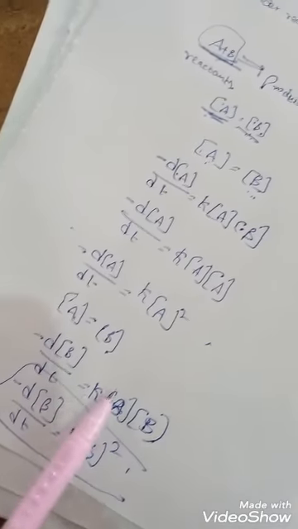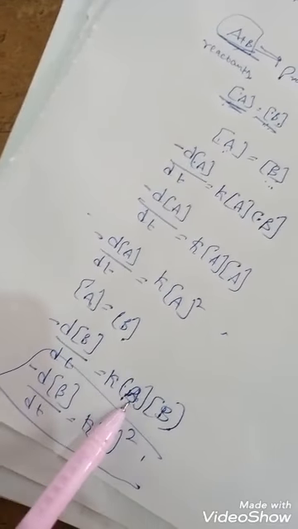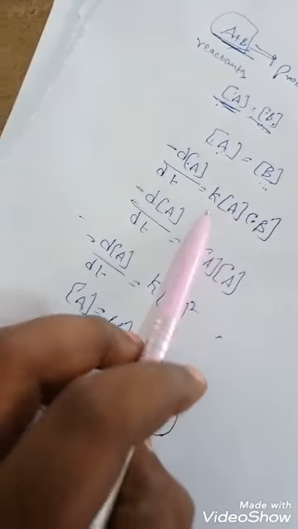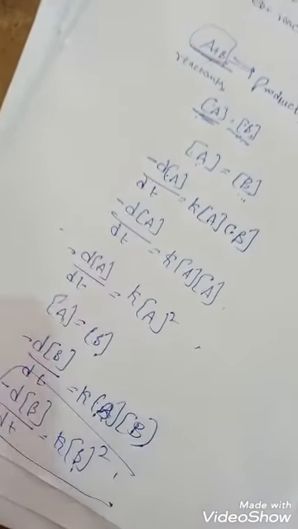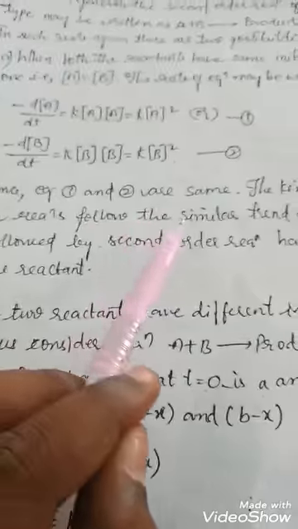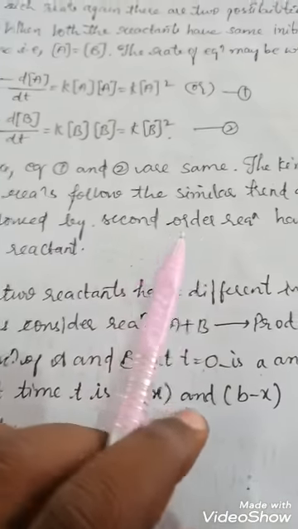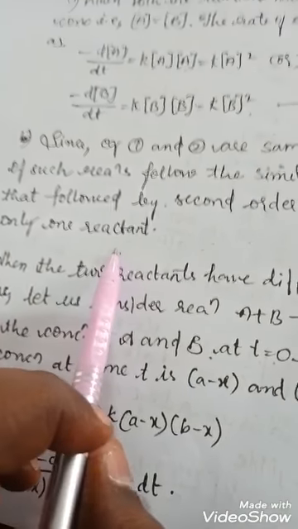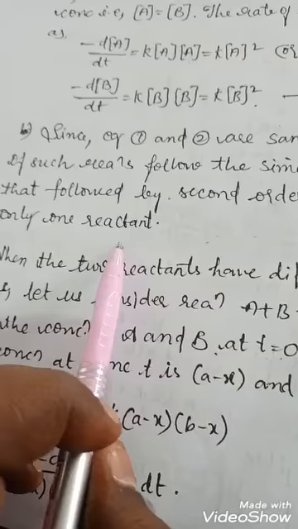This is the replacement of A in place of B for the second order reaction. Okay, these two equations. Since equations 1 and 2 are the same, the kinetics of such reactions follow a similar trend to that followed by a second order reaction having only one reactant.